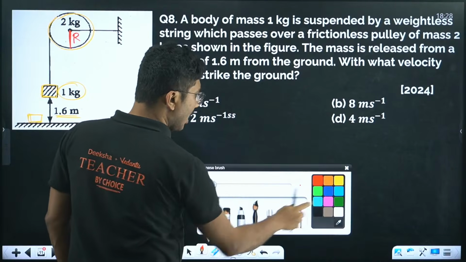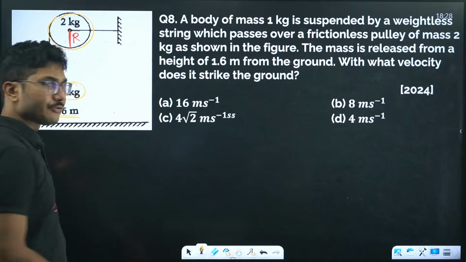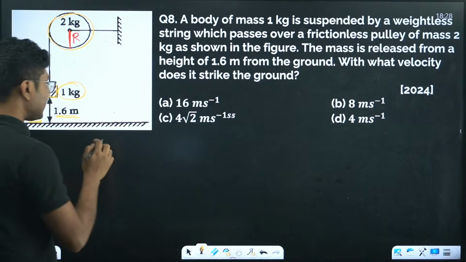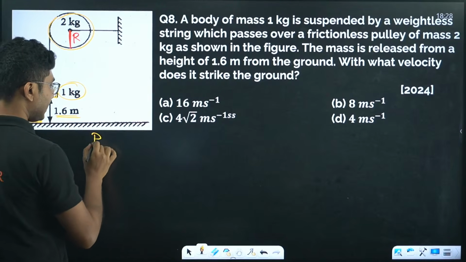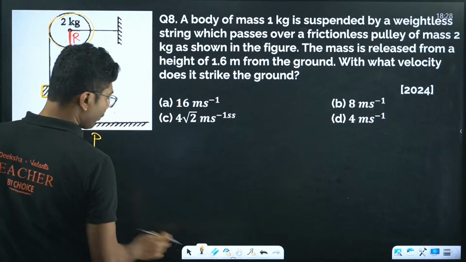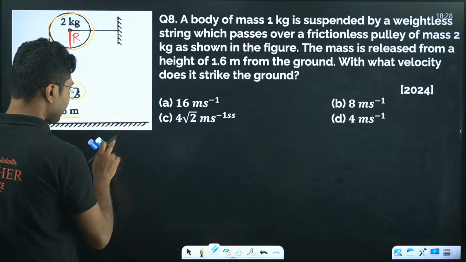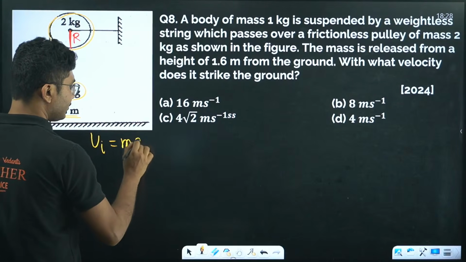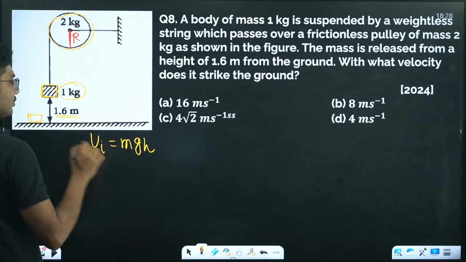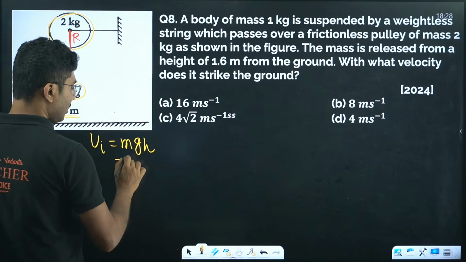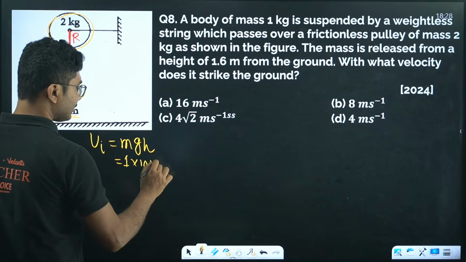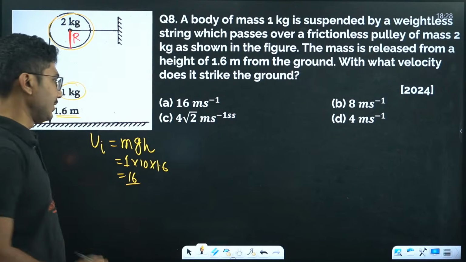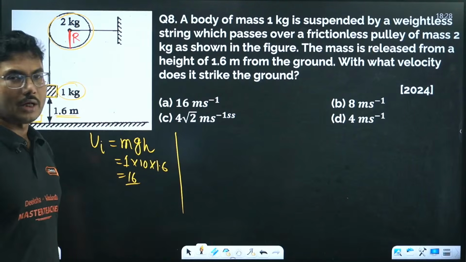Now I will show you how you can solve this problem without using a calculator, because this is a long question. First of all, what is the initial energy of the system? Initial energy of the system is potential energy, given by mgh. What is m? m is 1 kg, g is 10 and height is 1.6, so this will be 16. So initial energy is 16. Leave it. Now let's move on to the final energy.